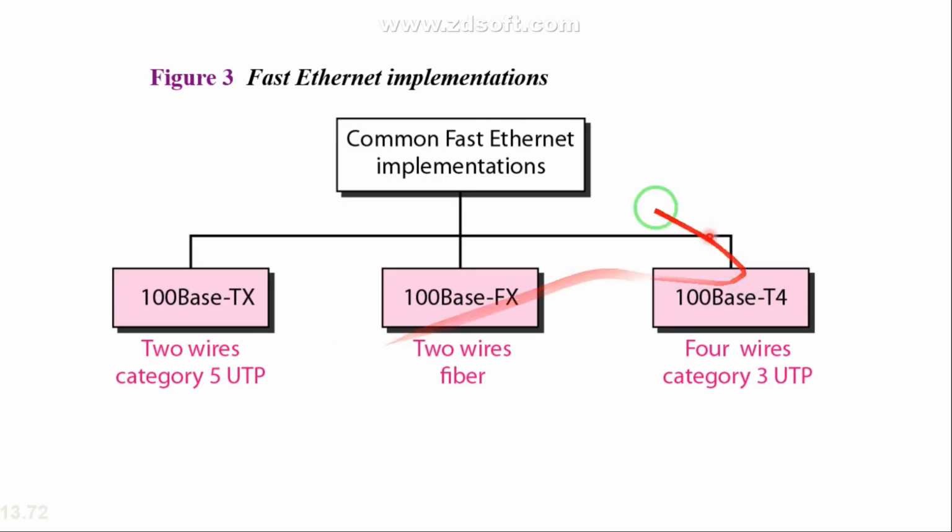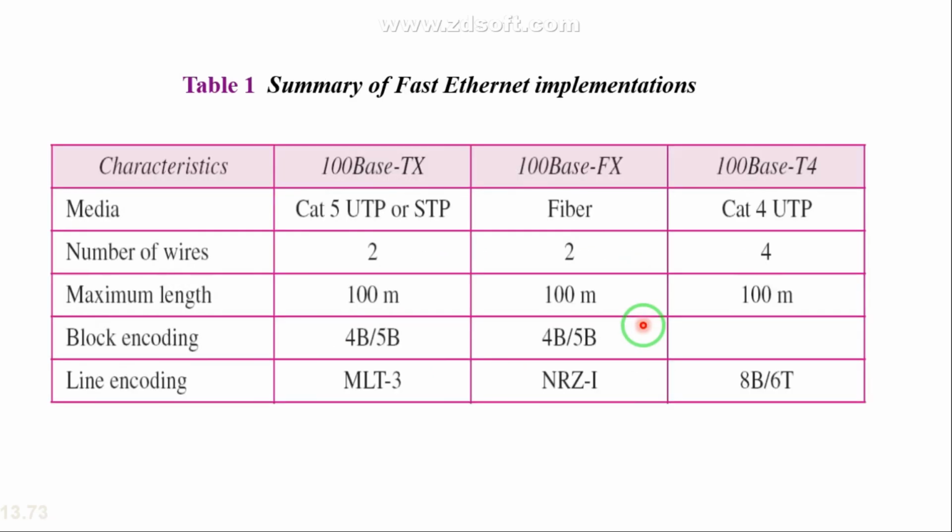So as we already discussed these Fast Ethernet implementations, this is the summary of Fast Ethernet implementations. This is the media characteristic, number of wires, maximum length, block encoding, line encoding, and these are the 3 implementations that we already discussed. So have a quick look at this table.